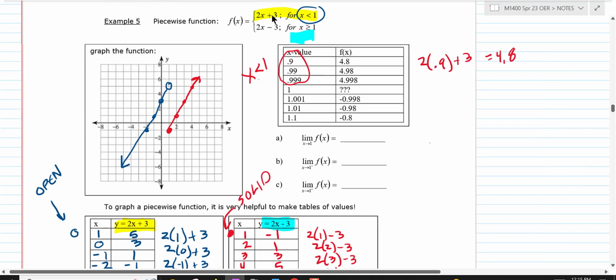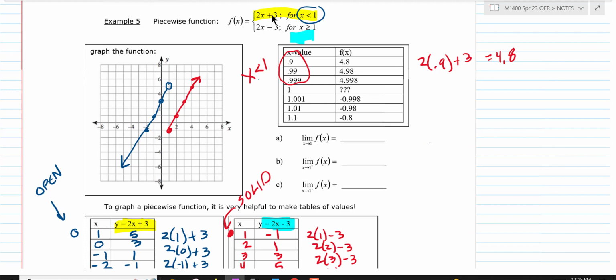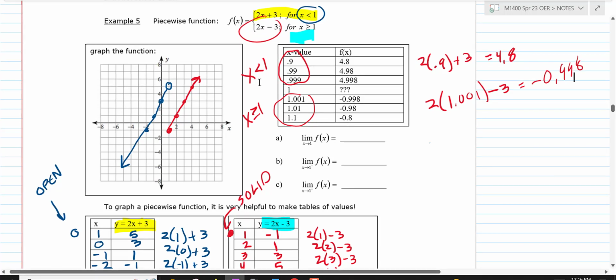All right. Now, if x is greater than 1, which would be these numbers right here, then you plug into the other function. So for instance, you would go 2 times 1.001 and then minus 3, and that would end up giving you that negative 0.998. Okay, that's where I'm getting those numbers. So if x is less than 1, where do you plug it in? 2x plus 3, right? If x is greater than or equal to 1, where does that go? 2x minus 3, okay? That inequality is incredibly important in the problem.